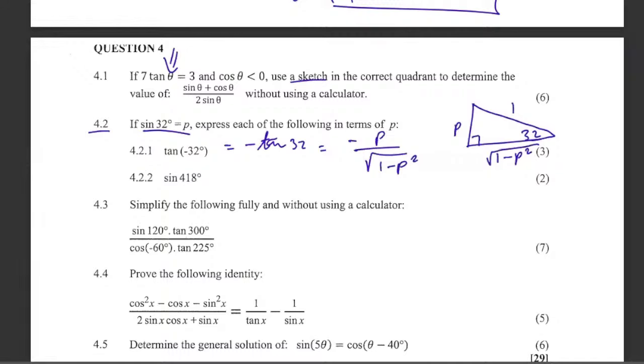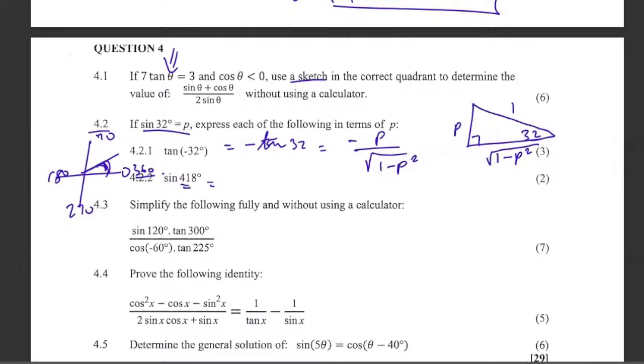Then next, we have the sine of 418. So the question is, where do we find 418? In which quadrant? That's the key point. So if that's 0, 90, 180, 270, and 360, we know that 360 plus 90 is going to give us 450, which means the value that we are interested in is somewhere here. So if it is in this quadrant, it's going to be 360 plus what? So what is 418 minus 360? I'm getting 58.